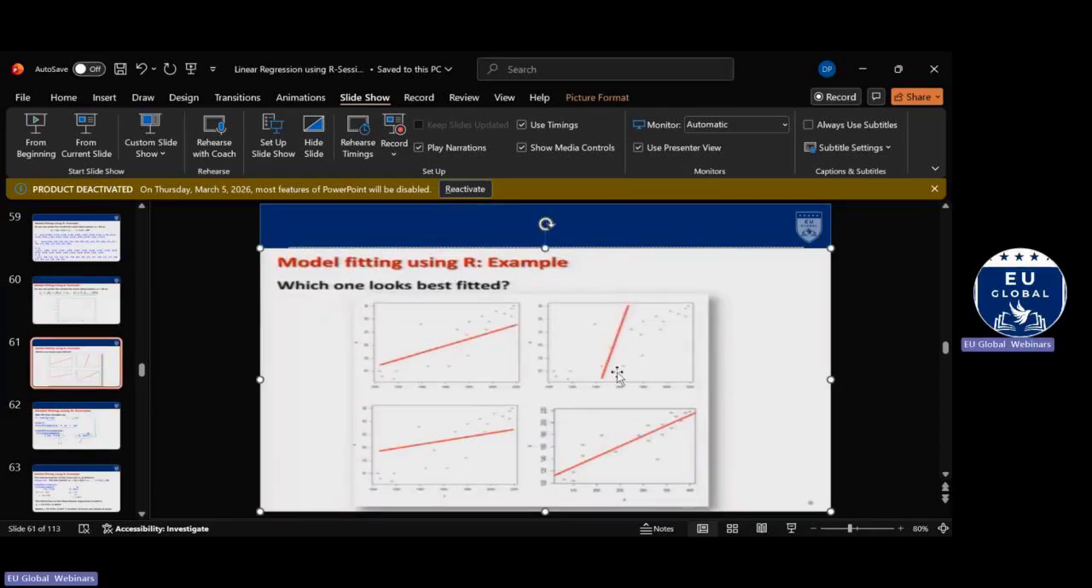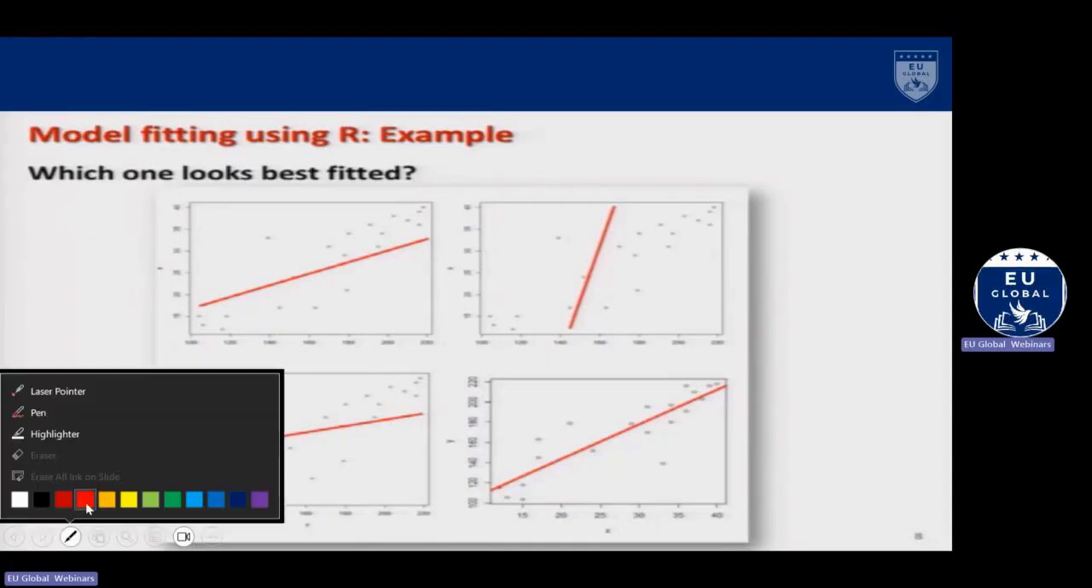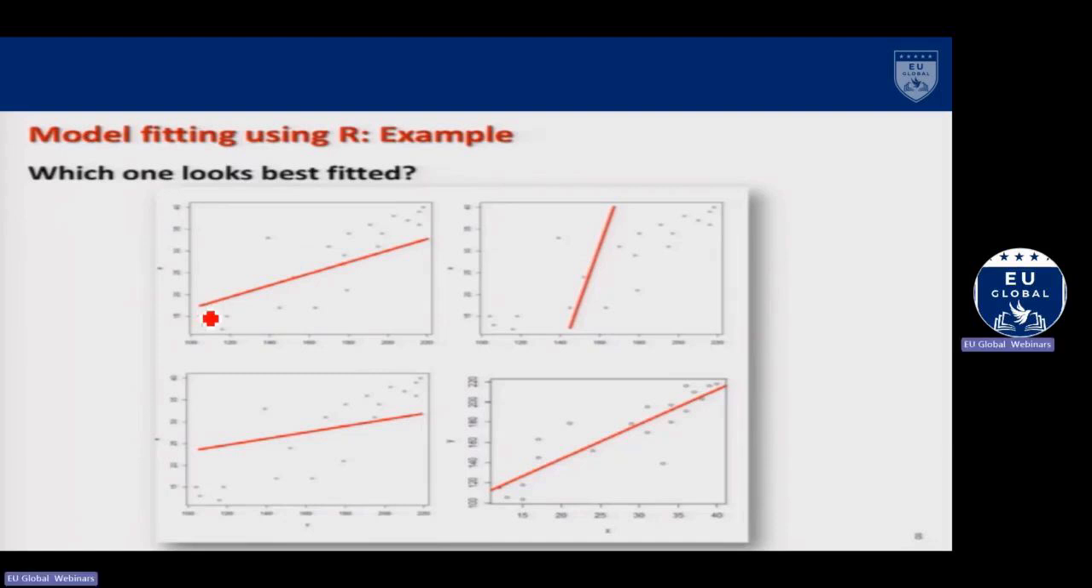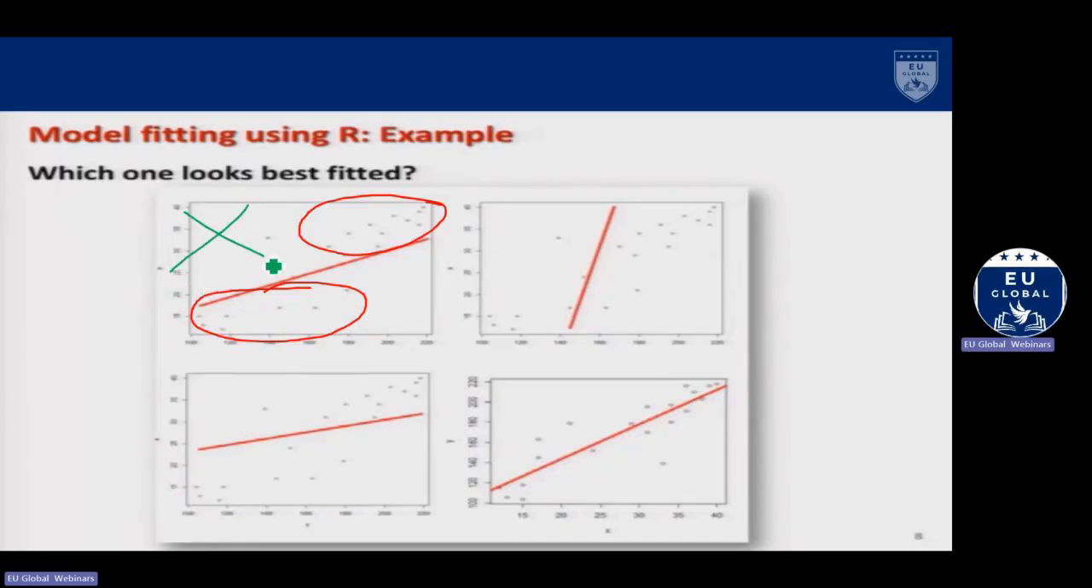Here you have four fitted lines, and you want to see which is the best fitted line. In this particular line, a lot of data is above the line and a lot of data is below the line. So this is definitely not the best fitted line, and it is not considered. Similarly, over here, a lot of data is on the right of the fitted line and a lot is on the left, so it is also not the best fitted line.